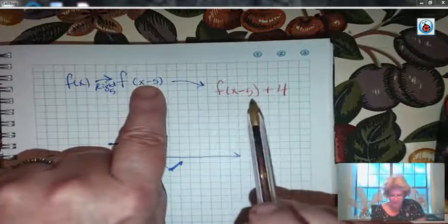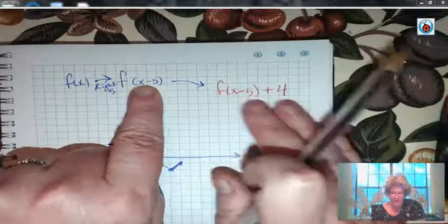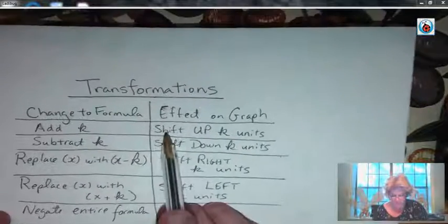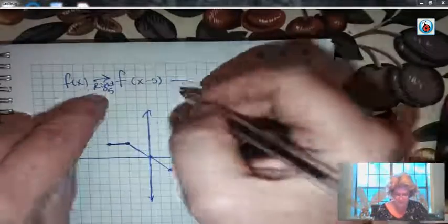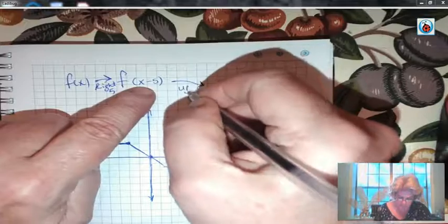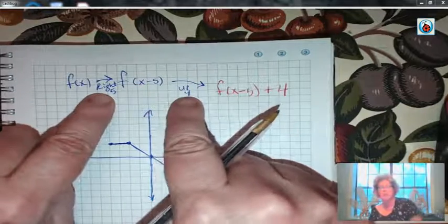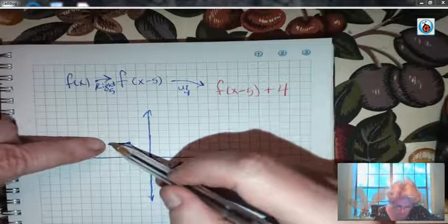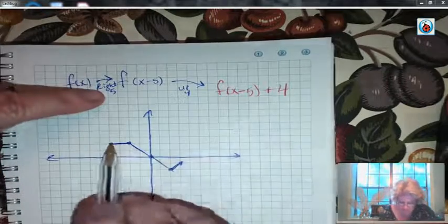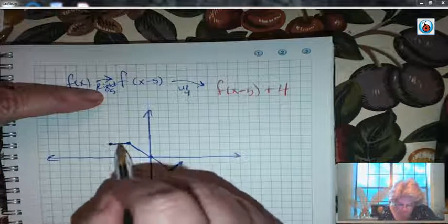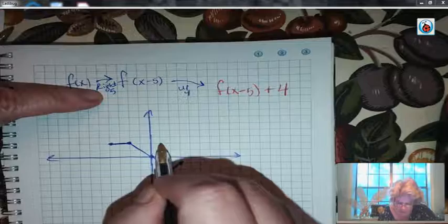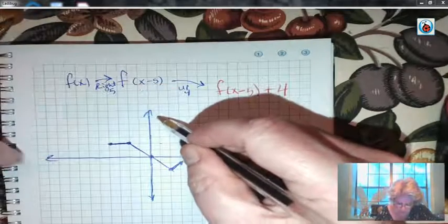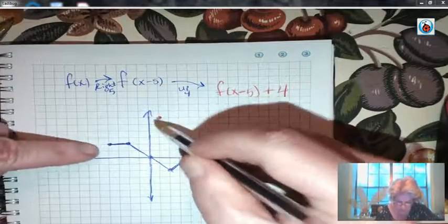To get from here to here, what's changed? I added 4 to the equation. So I need to shift up 4 units. So this is what has to be done to each point to get the red. So I'm going to start here, and I'm going to take this point and go right 5. 1, 2, 3, 4, 5, and then up 4. 1, 2, 3, 4. So that's what the new point is.